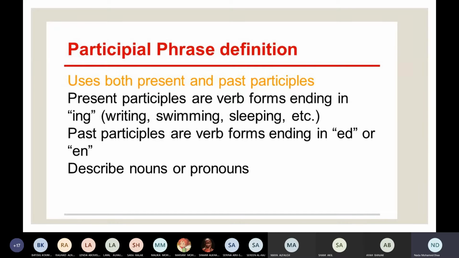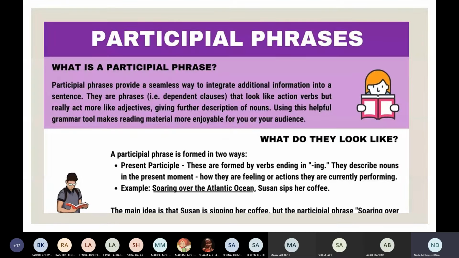How do I put it in a phrase? What is a participial phrase? A participial phrase provides a seamless way to integrate additional information into a sentence. So I give extra information. It can be eliminated, yes.